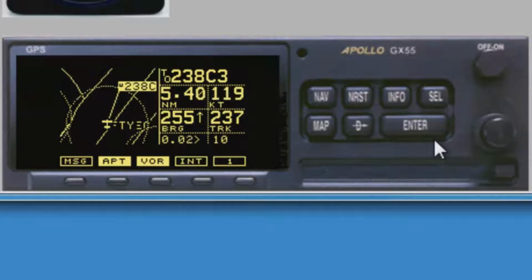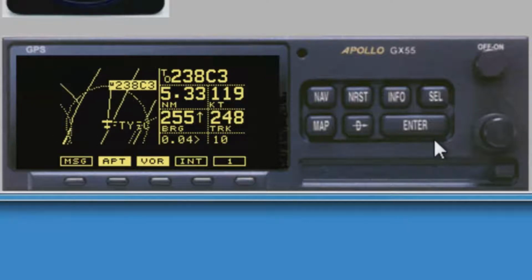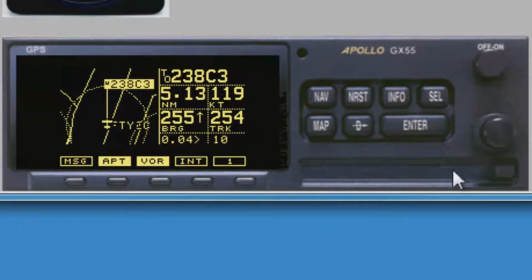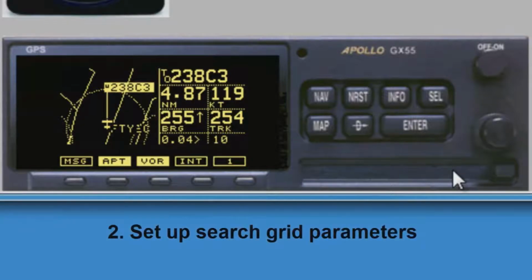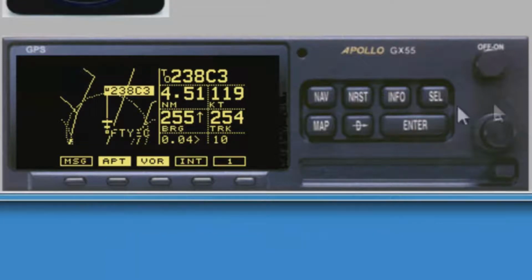I have a bearing of 255, and it's only 5 miles away. This is navigating me to what will be point zero on our grid map. However, we don't have that map up yet, so we need to move to the second step. We need to set up our search grid parameters and navigation. To do that, let's go to our SAR page.